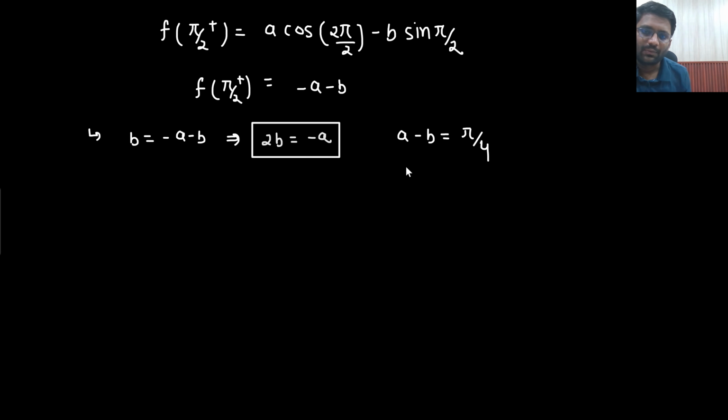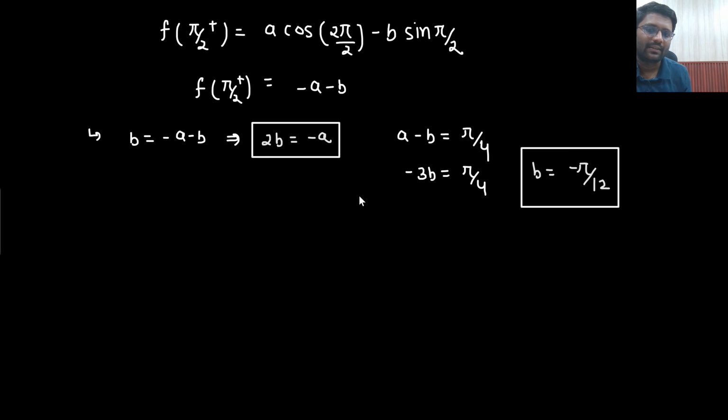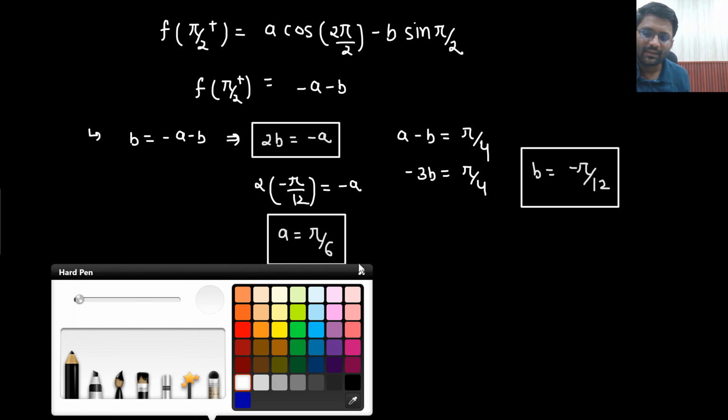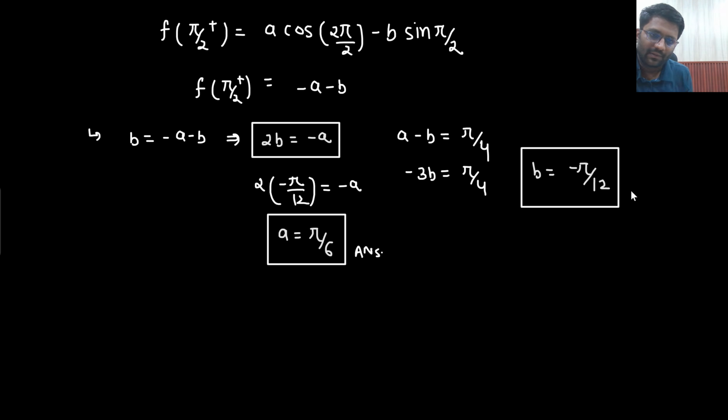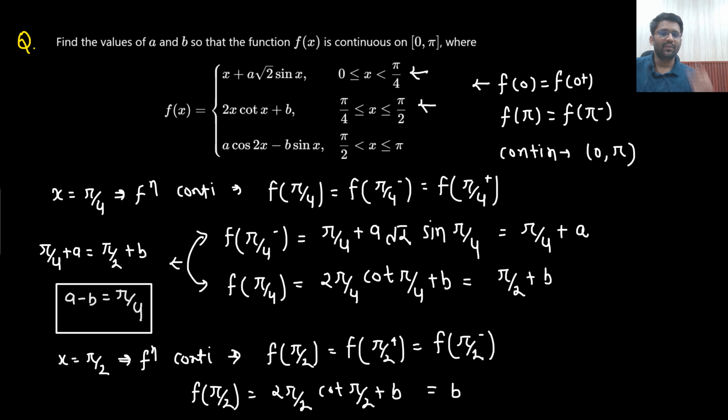Okay. Or what I can do? From here, a is nothing but minus 2b. So this will become minus 3b equals pi by 4. So from here, b is coming out to be minus pi by 12. And if b is minus pi by 12, then for a, here you put a minus pi by 12, and this will be minus a. A and a get cancelled out. A is coming out to be pi by 6. So a is nothing but pi by 6 and b is nothing but minus pi by 12. These are the answers. Did you understand this point or not?